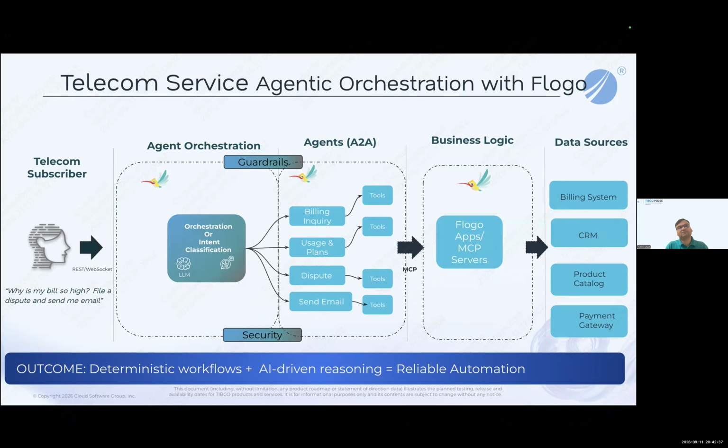So if you see here, it's not just a conversation. These sub agents need to be called in a certain sequence, and that's where the LLM brain, the orchestration agent, comes into the picture, where it calls the respective agents according to the prompts, right? And behind the scenes, these sub agents call your MCP servers or business logic in Flogo, which are connected to your backend systems or different data sources, right? So in short, you basically combine deterministic workflows with AI-driven reasoning to build autonomous agents with Flogo, right?